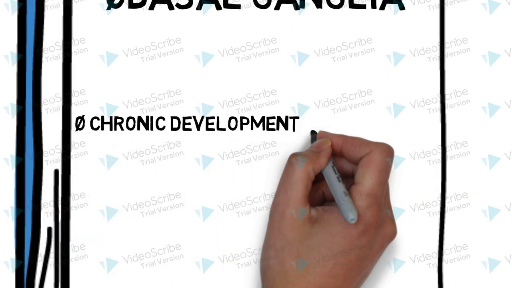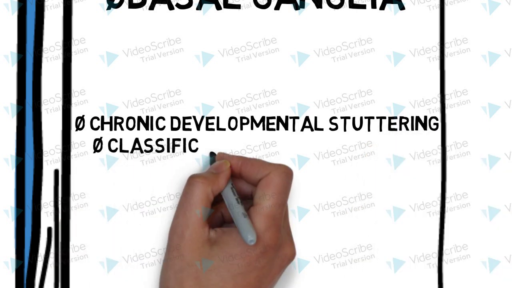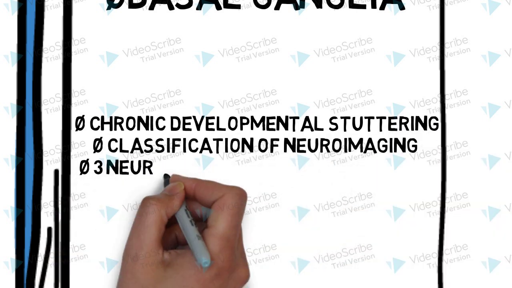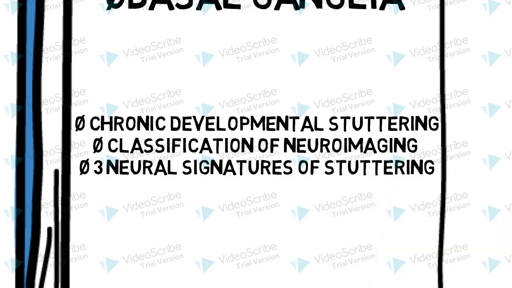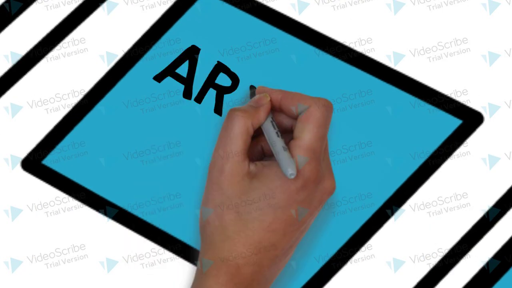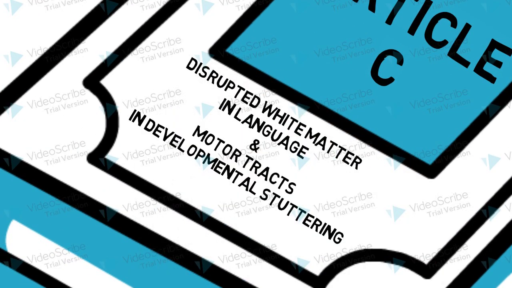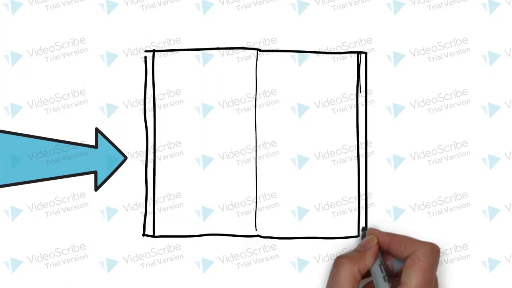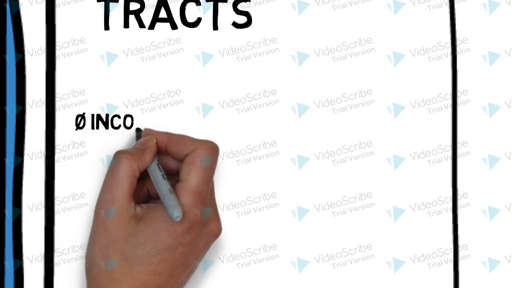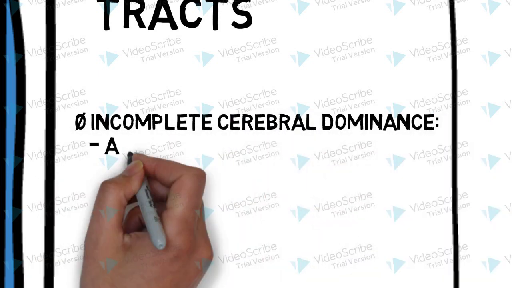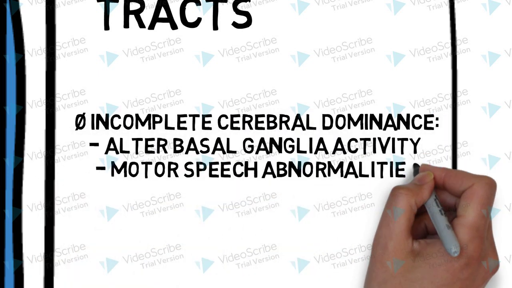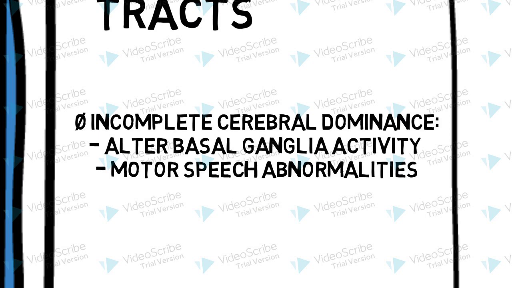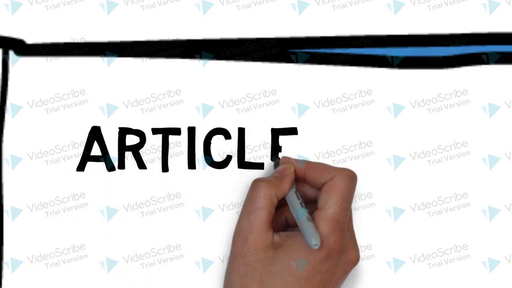But Article B focuses the scientific knowledge on chronic developmental stuttering, classification of neuroimaging, and the 3 neural signatures of stuttering. Whereas Article C, "Disrupted White Matter in Language and Motor Tracts in Developmental Stuttering," looks into symptoms of stuttering and examines the white matter tracts of areas involved in speech and motor control. The study also found incomplete cerebral dominance, altered basal ganglia activity, and motor speech abnormalities in stuttering, which aligns with the research from both Articles A and B.